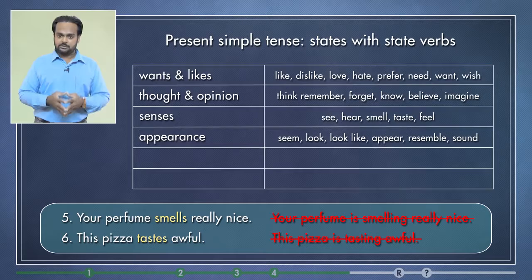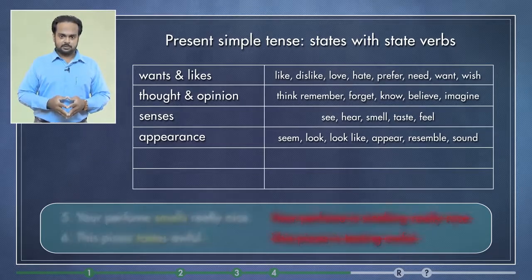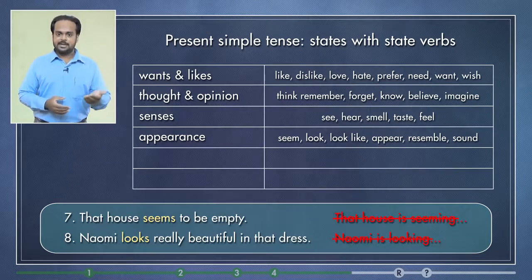Then we have appearance verbs, as in these sentences. "That house seems to be empty," and "Naomi looks really beautiful in that dress."